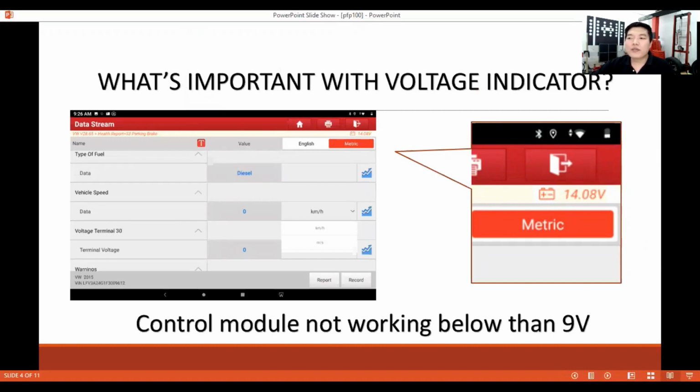So what is so important about the voltage indicator? Our scan tools already have this indicator in the new version. Why do we put that? Because the control module will not work below 9 volts. So 9 volts is the lowest voltage. If the voltage is lower than 9 volts, everything will go off, and you also cannot diagnose.